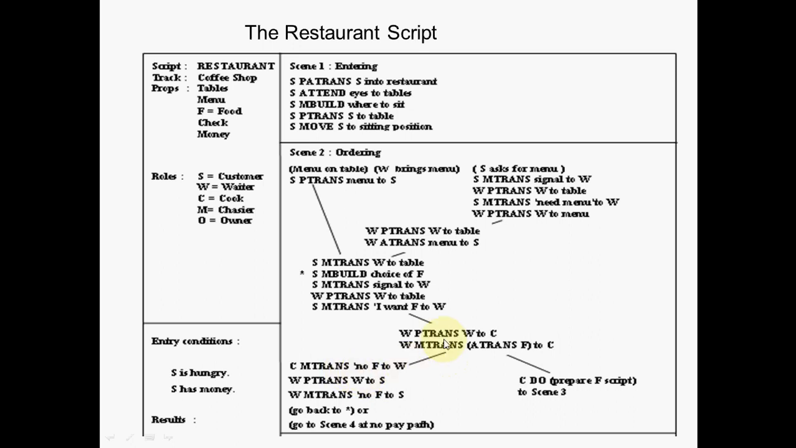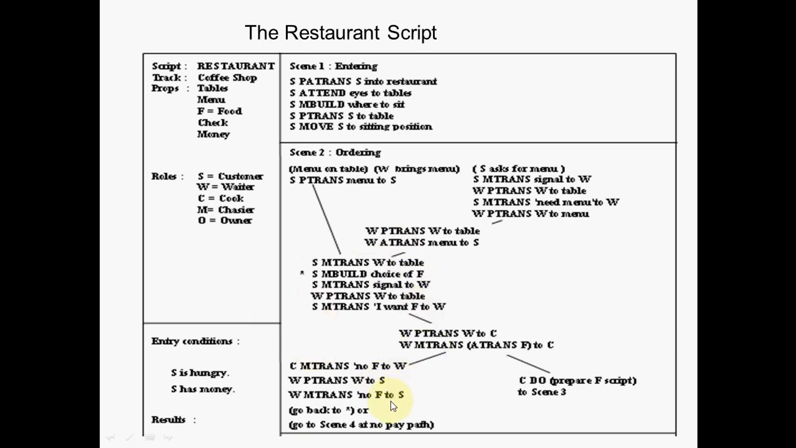But suppose that the food item is not there, then C, that is the cook, MTRANS no F to W. That means the cook tells the waiter that this food item is not there. Then the waiter moves himself to the customer and the waiter tells no food to S. So go back to start, or go to scene 4 at the no-pay path. Going back to the start, meaning you see here the star. Once the waiter has told you that this food item is not there, you may again decide, based on the menu, what next food to order, and this cycle will continue.